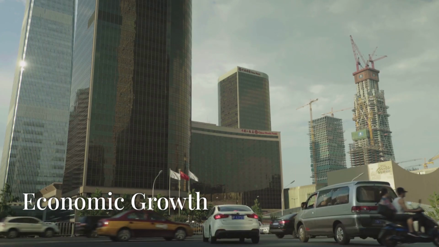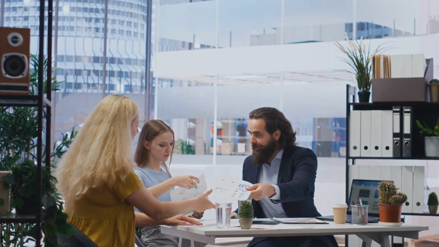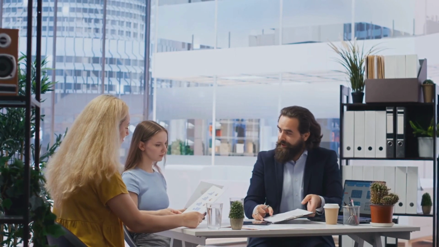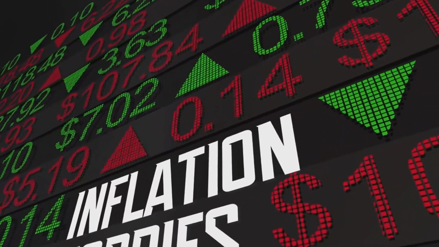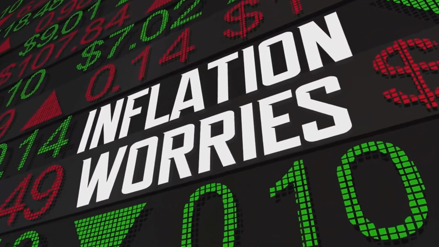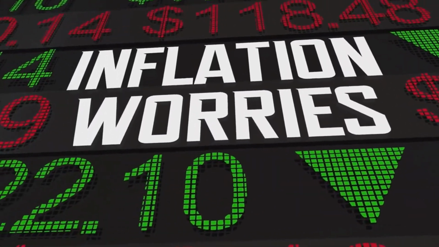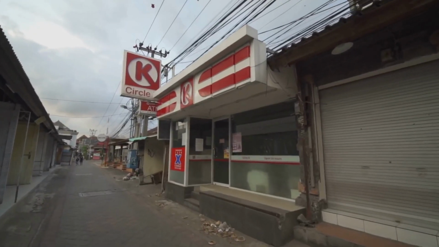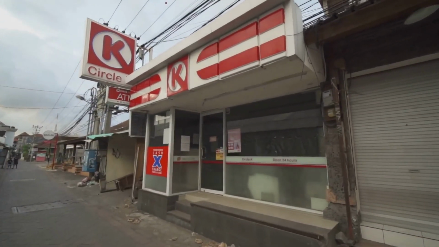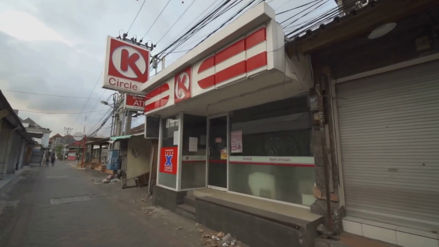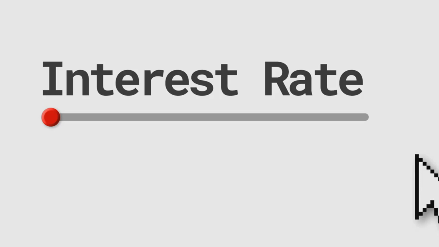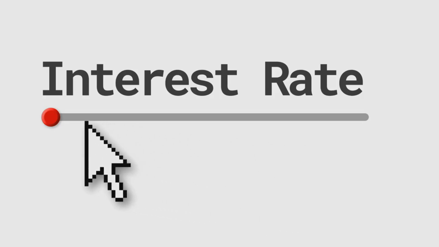Economic growth is another key factor. In times of strong economic growth, there is often an increase in demand for loans and credit, which can push mortgage rates higher. A thriving economy may lead to higher inflation and rising interest rates as central banks try to prevent overheating. On the other hand, during an economic slowdown or recession, demand for credit may fall, leading to lower mortgage rates. Central banks may also lower interest rates to stimulate the economy.